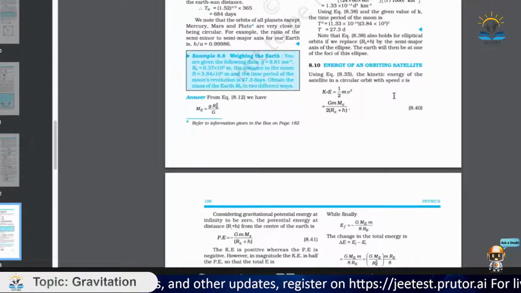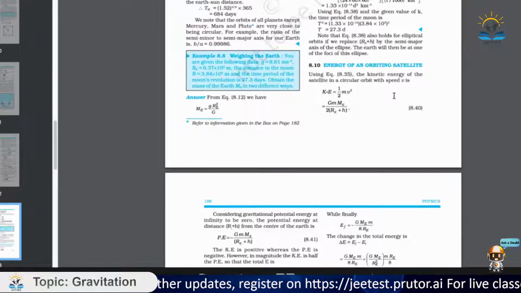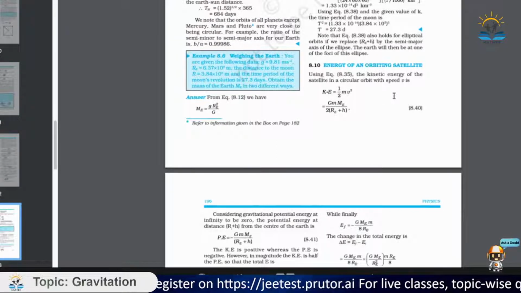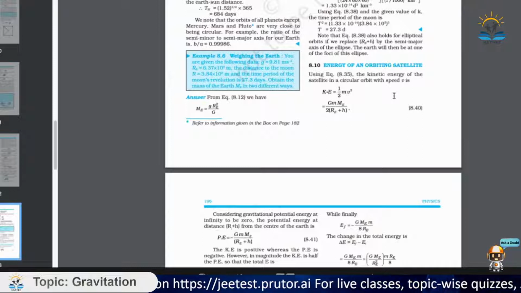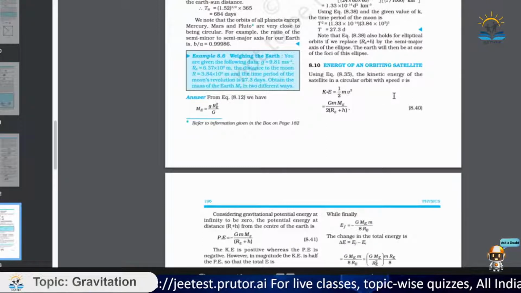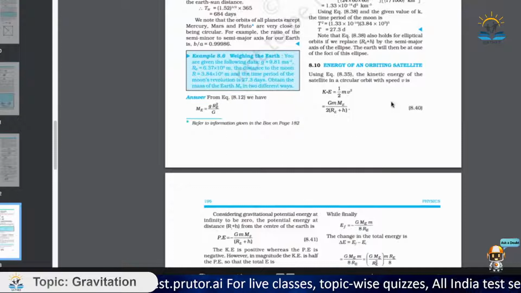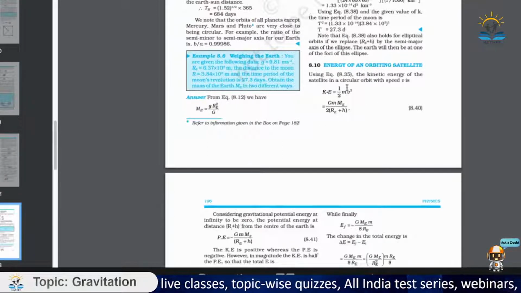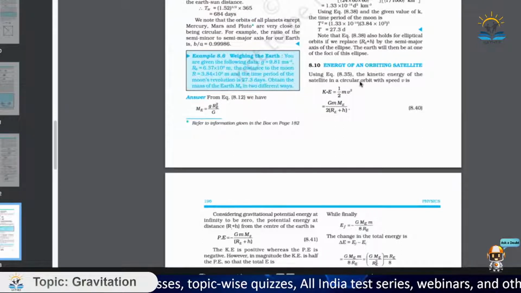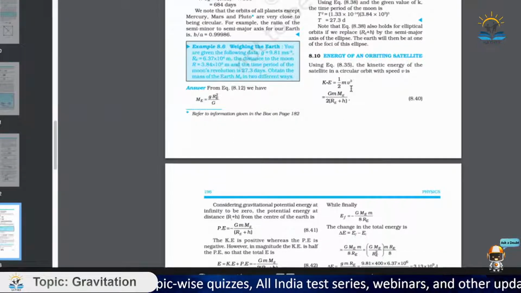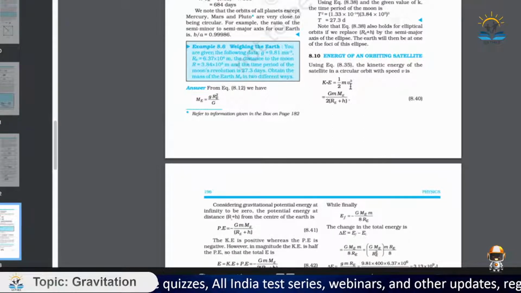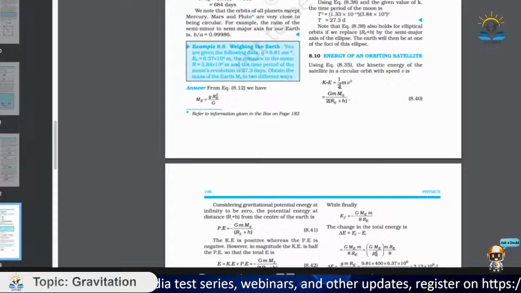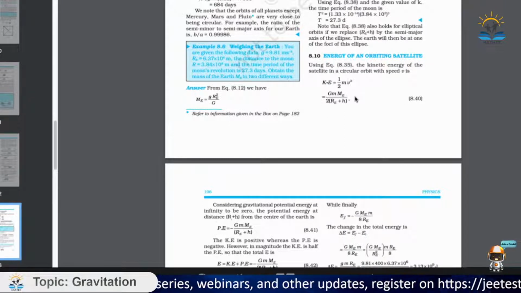Now we may see energy of an orbiting satellite. Suppose the satellite which is revolving around the Earth will have a gravitational potential energy plus a kinetic energy. So first of all, let us see the kinetic energy of that orbiting satellite. We can write the kinetic energy as half mv square. We know the velocity of an orbiting satellite is root of G Me upon Re plus h. So we can write the kinetic energy like this.